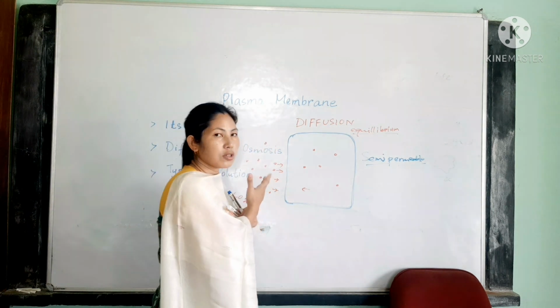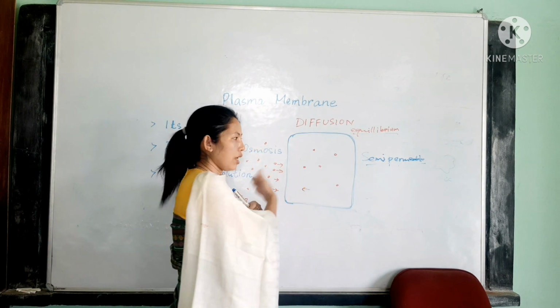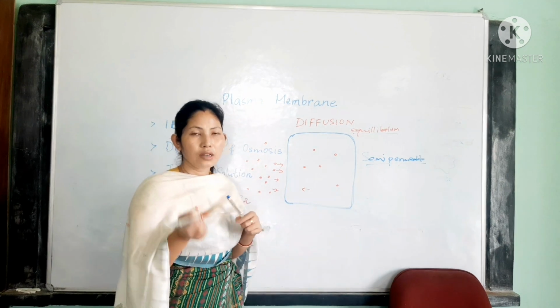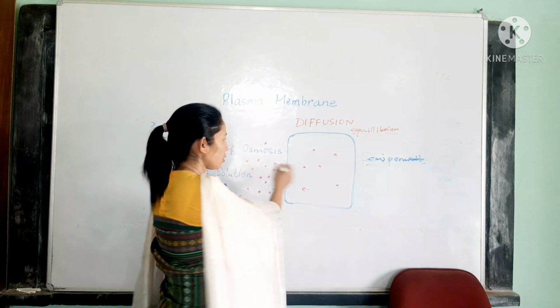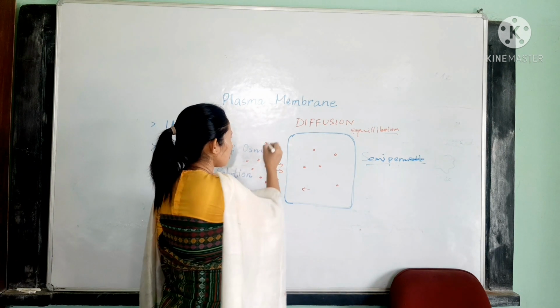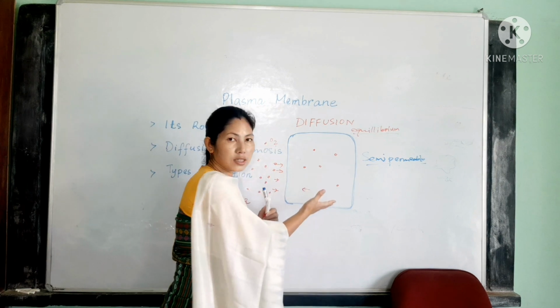If the oxygen molecule is more outside than inside, then it will enter, right? Take the example of respiration. For respiration, oxygen molecules are taken in. Suppose this red substance is the oxygen molecule. So the oxygen molecule enters inside the cell.